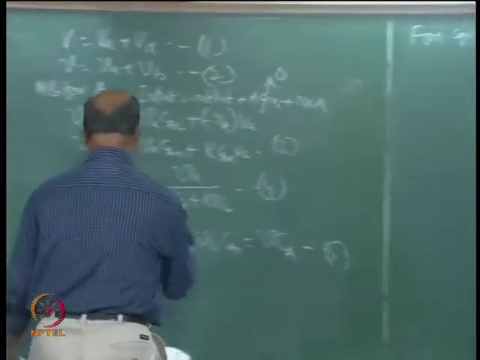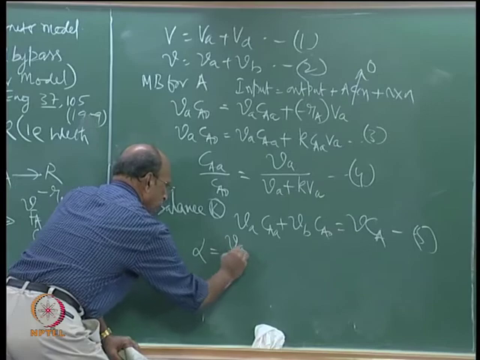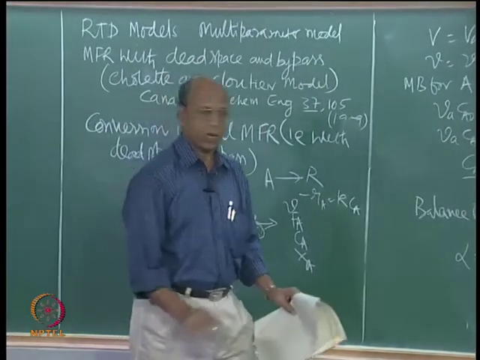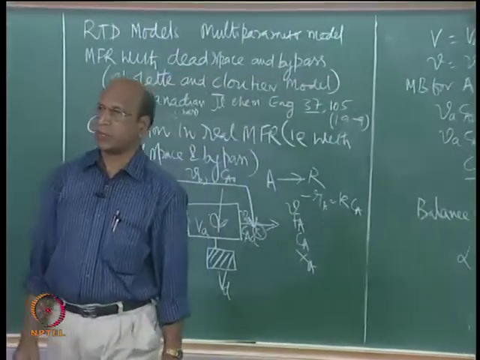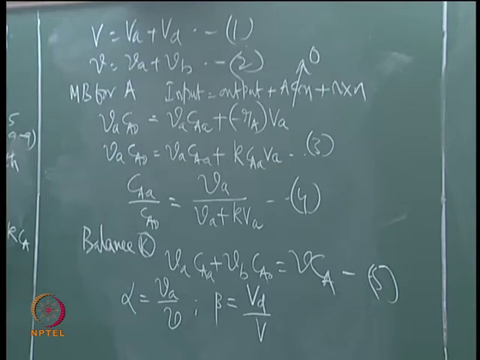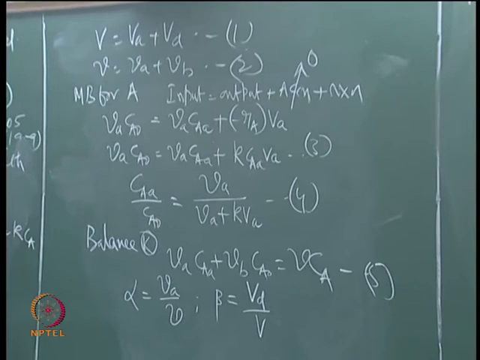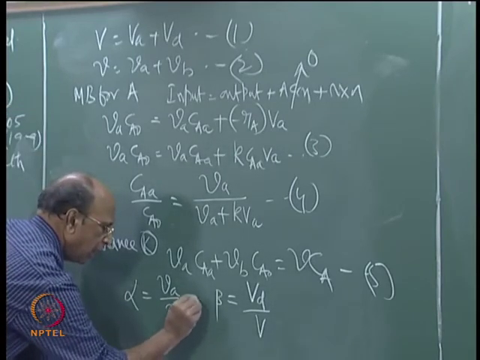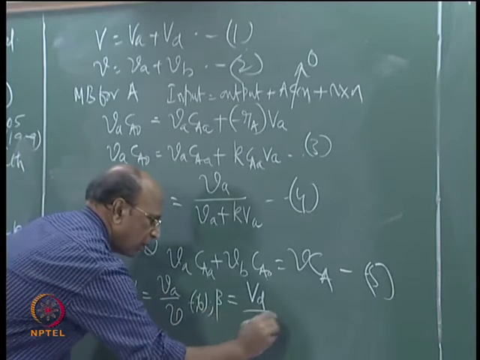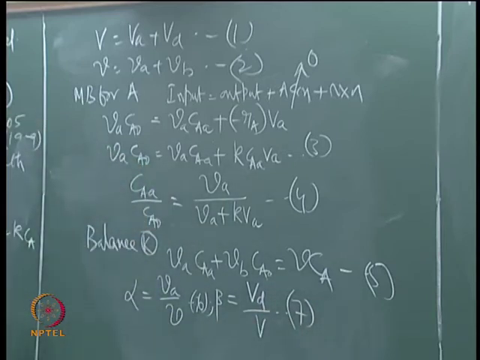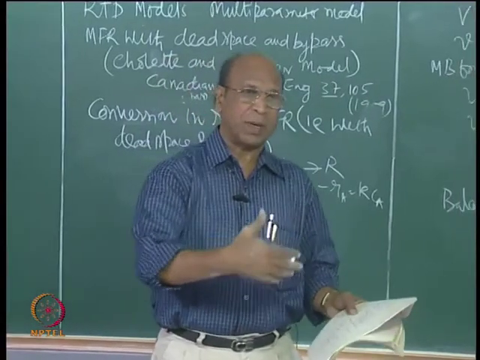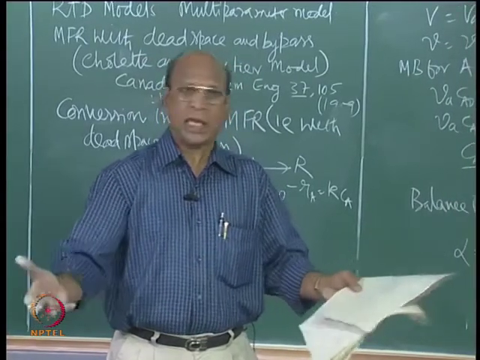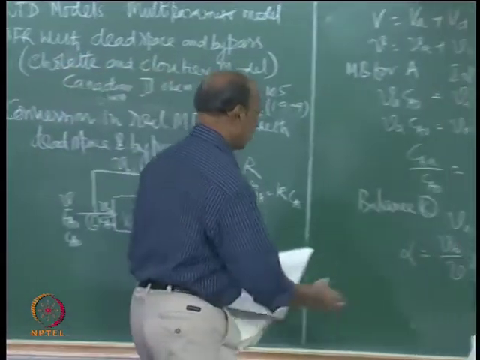Again, here we define alpha equal to small VA by small V, and beta equal to capital VD by capital V. That is again a fraction. Correct, no, Rajshri? This is 6, this is 7. Please point out if I write something wrong. We can also define alpha that way, but this is straightforward. Alpha 0.1 means I know it is 10% bypass. Thank you, Rajshri.